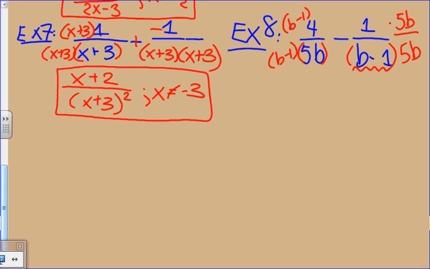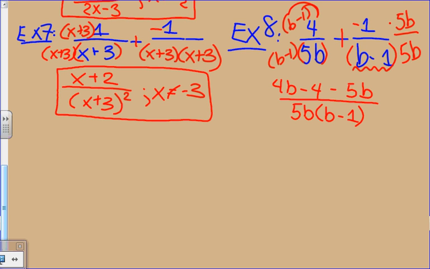What's the other piece of advice before you go? Subtract, plus minus. You distribute that 1 through. Minus 5b, meaning 5b times b minus 1. Again, a lot of times it benefits. 4b minus 5b is negative b, minus 4, all over 5b times b minus 1. I think we're pretty safe here.